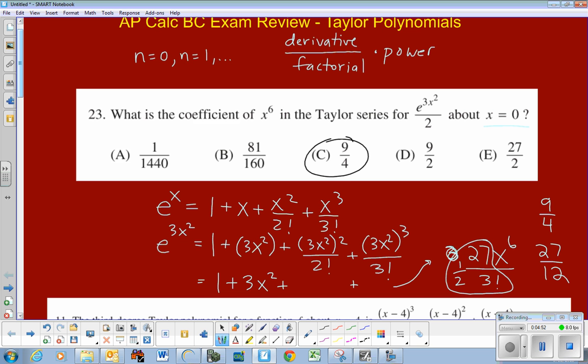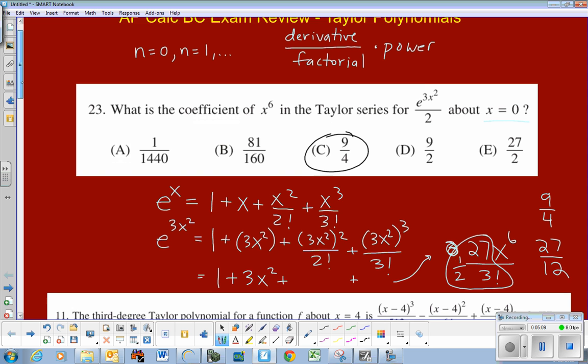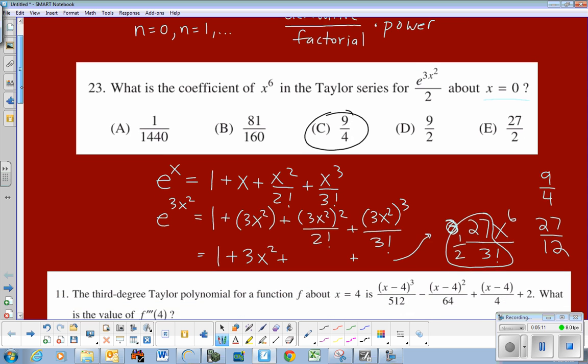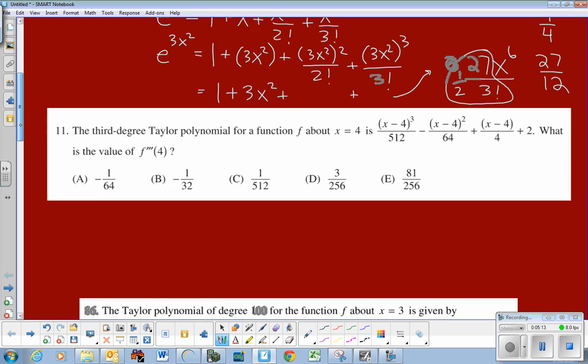Now, like I said, I would put this more in the category of the important series to remember, but it is a type of Taylor series question that you will see. You don't really rely on the derivative factorial pattern, but it is a style of question, and it says Taylor in it, so I wanted to mention it here.